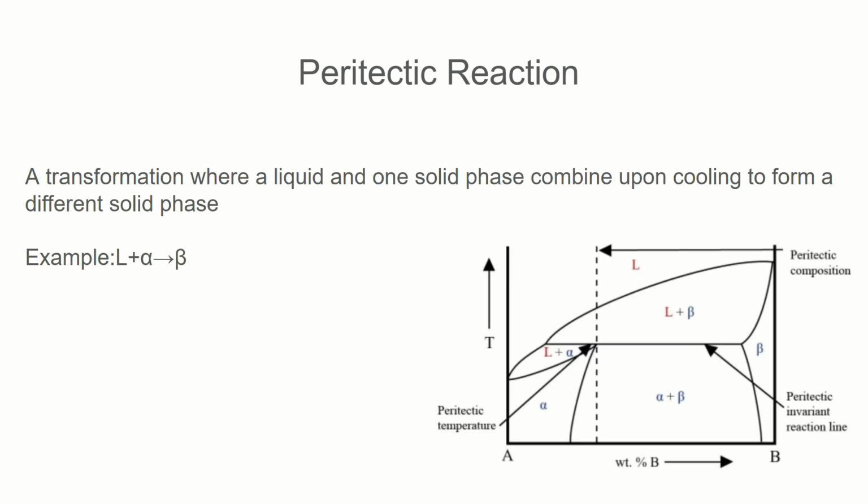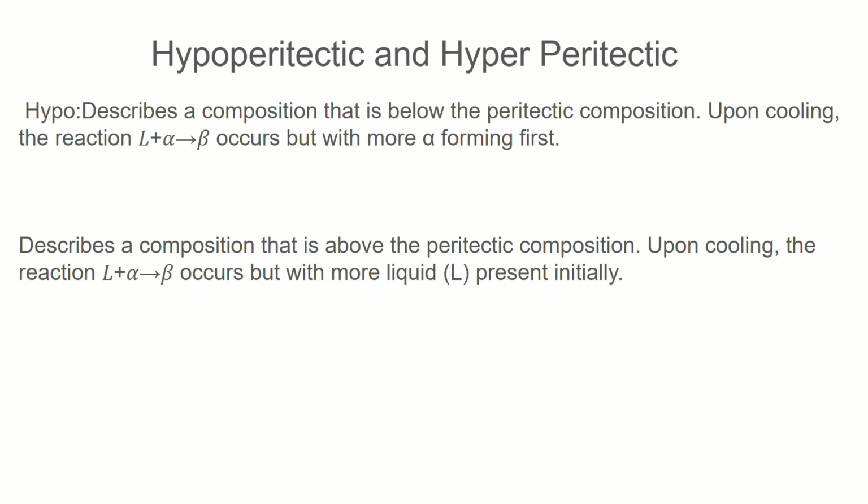Finally, a peritectic reaction is a transformation where a liquid and one solid phase combine upon cooling to form a different solid phase. So now we're taking a combination of both. Likewise, we have a hypo and hyper version.